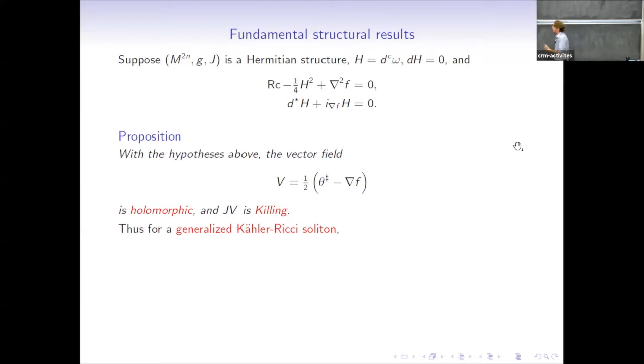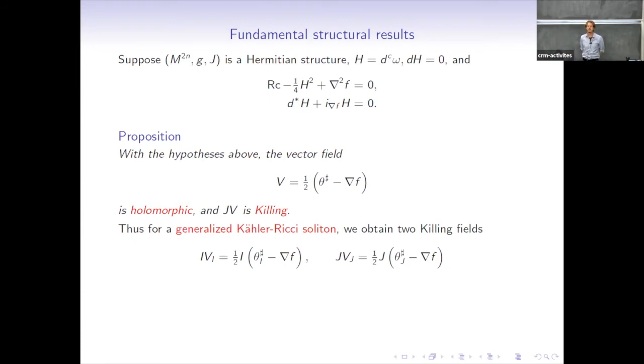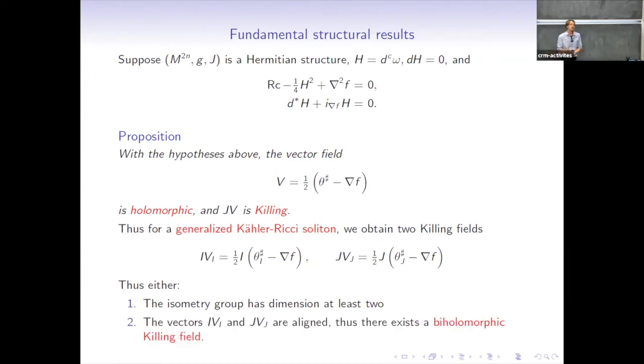So for a generalized Kähler Ricci soliton, the point is that I have this system of equations in two different ways, once with respect to I and once with respect to J. So you get two Killing fields, IV and JV, where it's the vector field from above but in two different senses. Basically, either they generically span a rank 2 distribution, that's the toric case, or they're aligned, so they're multiples of one another. If they are, then what you've found is a biholomorphic Killing field, so there's one vector field that preserves all the structure.